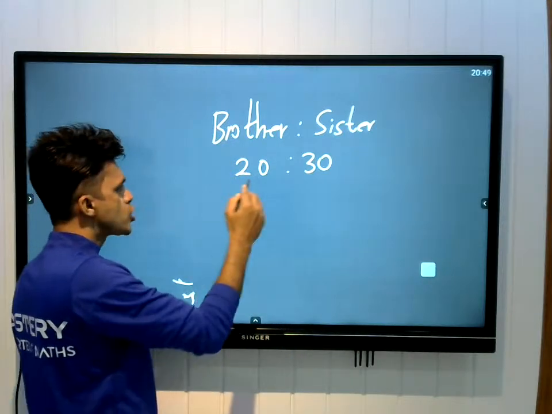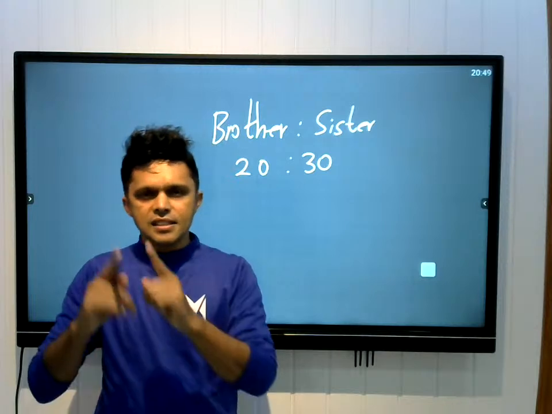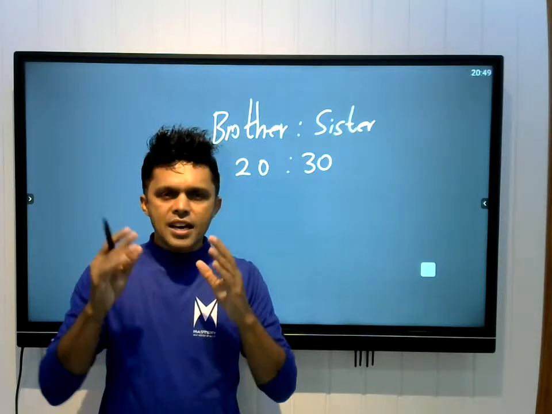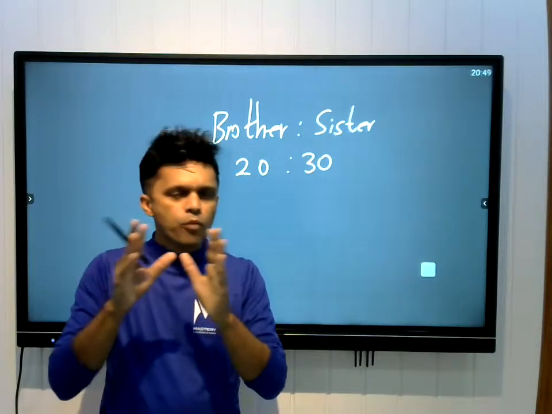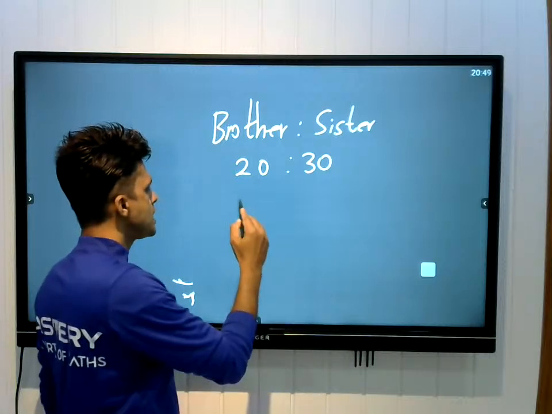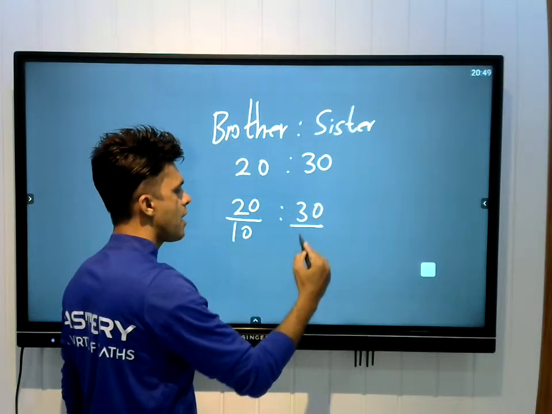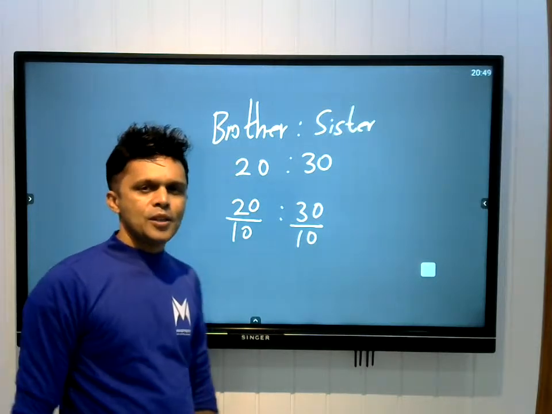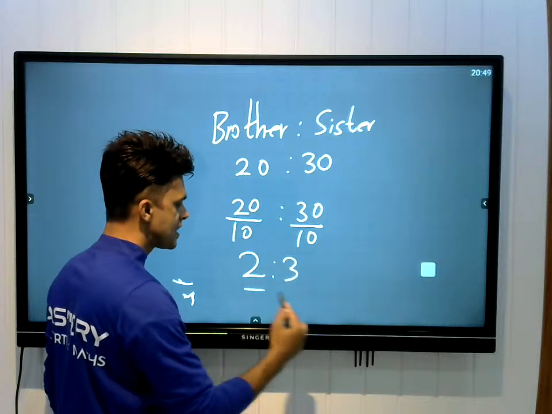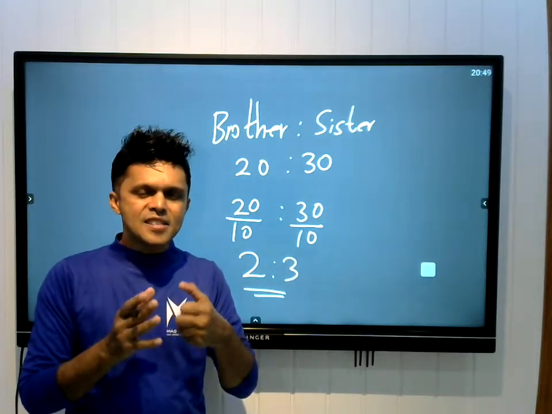20 is a multiple of 10. 30 is a multiple of 10. Therefore, we are able to divide both sides by 10. 20 divided by 10 is 2, and 30 divided by 10 is 3. This is the ratio that we have written in the simplest form.